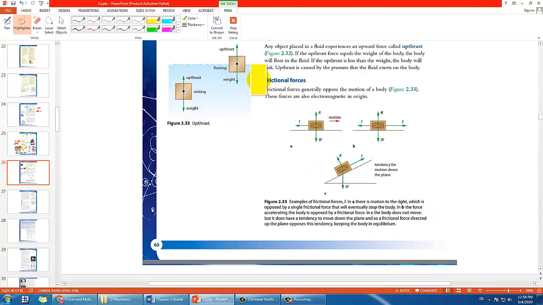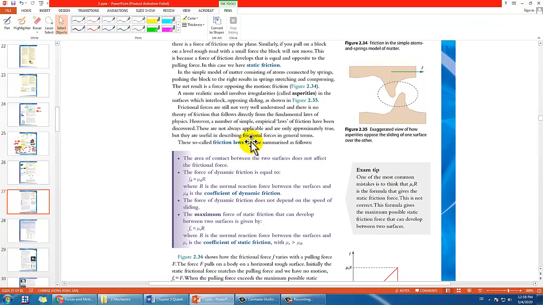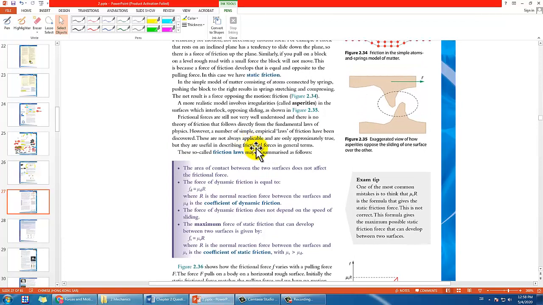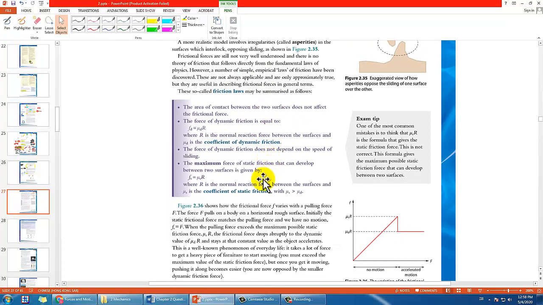Let's move on with friction. So right now I would like you to take a look at the textbook for this page and also next page, talking about something called dynamic friction and static friction. So after you finish it, continue the video.